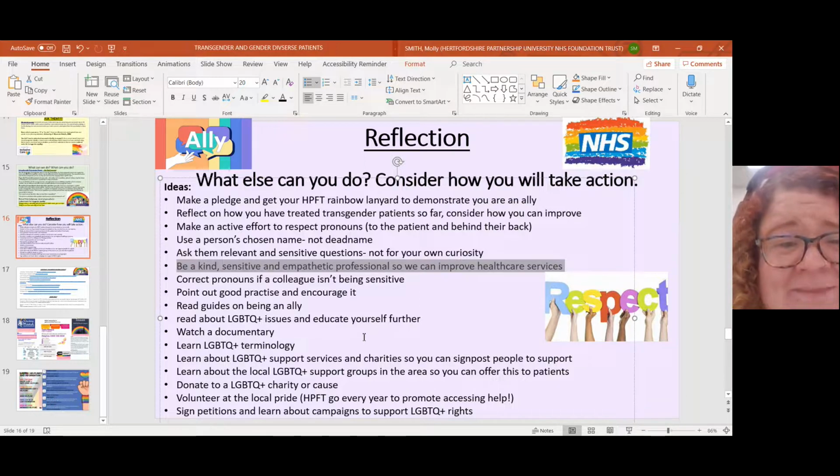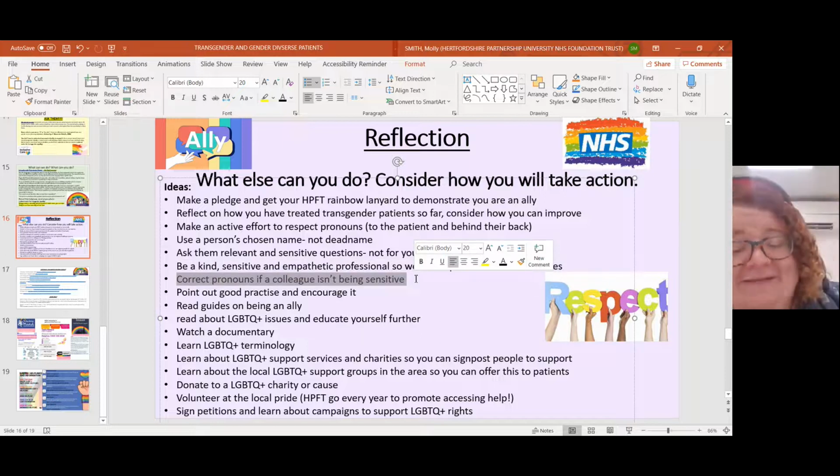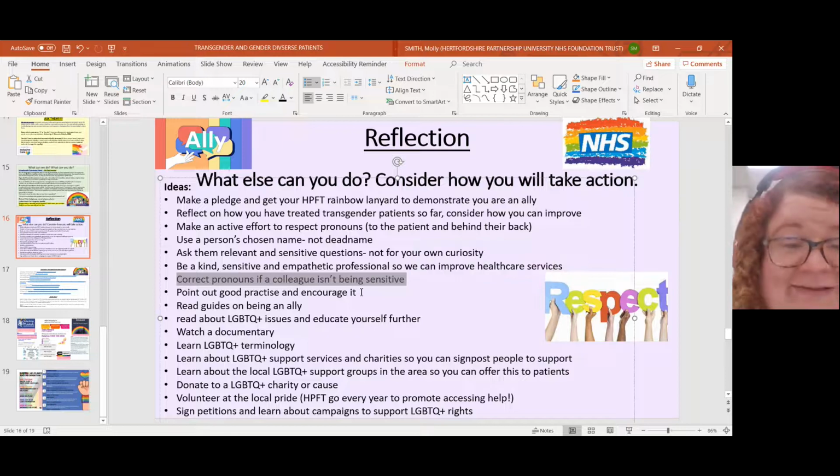Wouldn't that be great? I think it's really brave but really important to correct pronouns. If a colleague isn't being sensitive, they're saying the wrong things, it's good to correct them and hold each other accountable. It may be scary, but it's important. Point out good practice too. When someone's doing good stuff, let's encourage that.